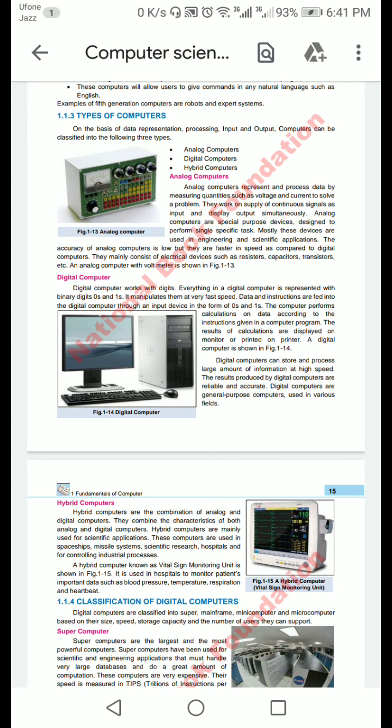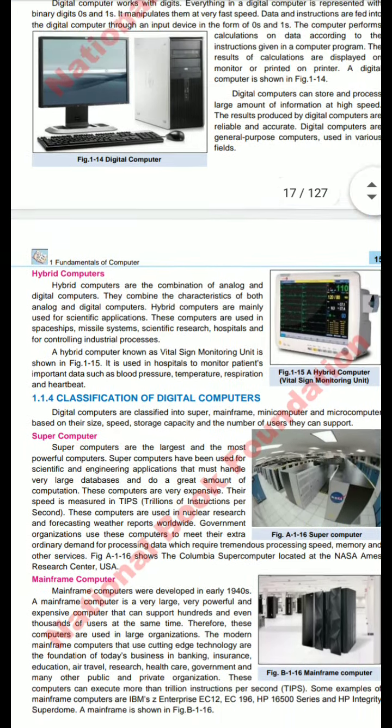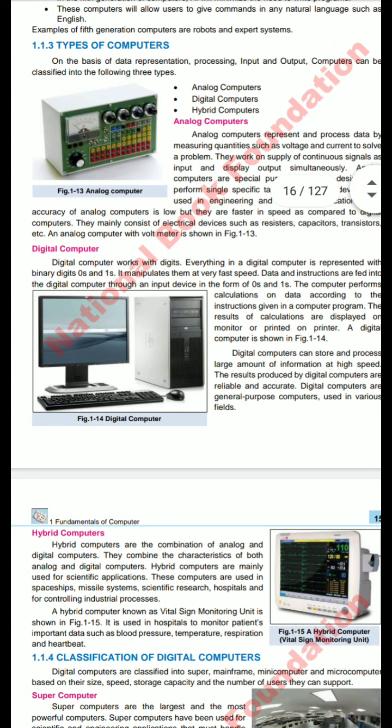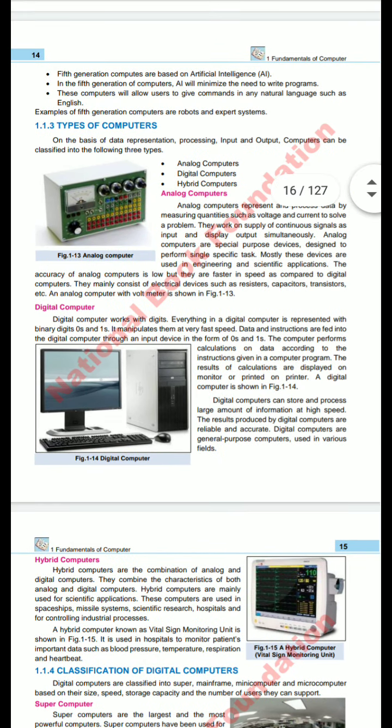Now in this lecture we will discuss two topics. Number one is types of computer and number two is the classification of computer. These two topics are short and considered as short questions. As we know, there are 9 short questions in a computer science paper, and each short question contains 3 marks. So let's discuss our topic about types of computers.